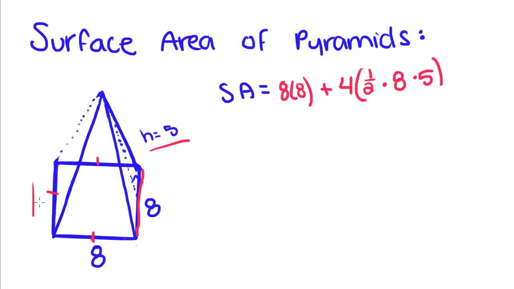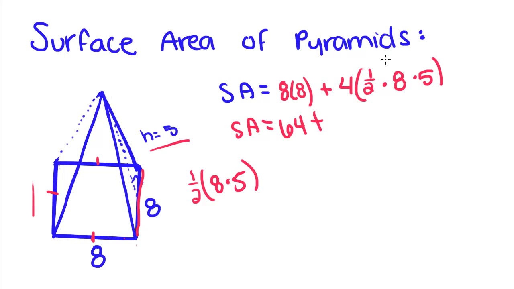Because if I try to find the area for this triangle, it's also going to be 1/2 base times height. Every single triangle is going to have that. So you don't have to worry about not getting the right area. So 8 times 8 is 64 plus 1/2 times 8 is 4. 4 times 5 is 20. 20 times 4 is 80. So we get 64 plus 80. So surface area is equal to 144.